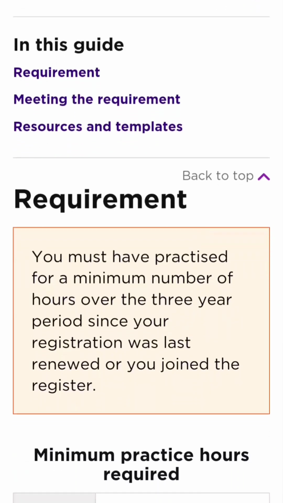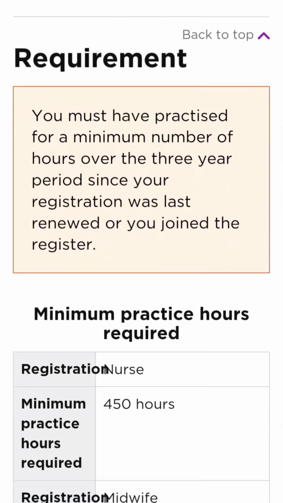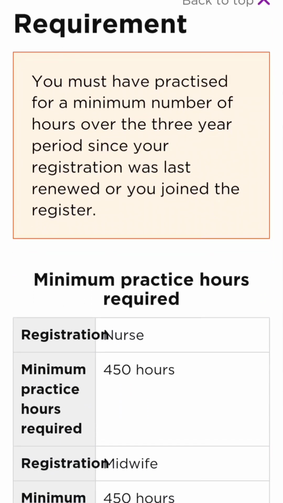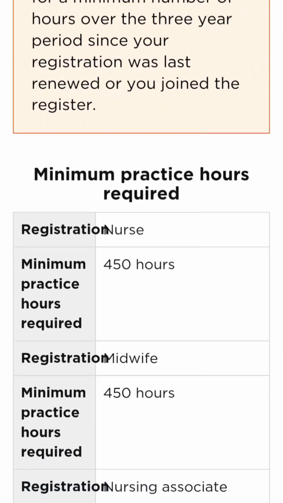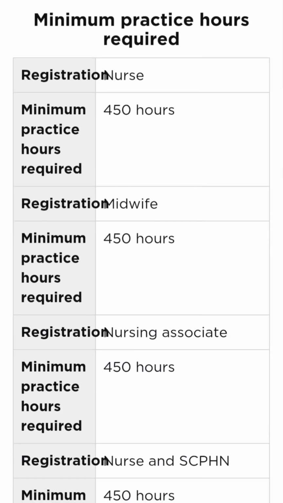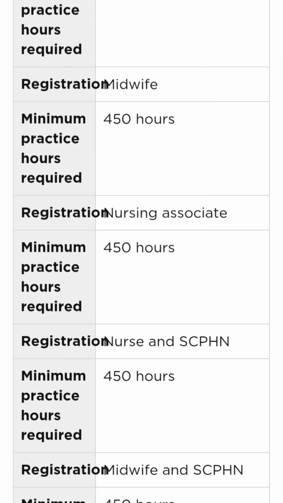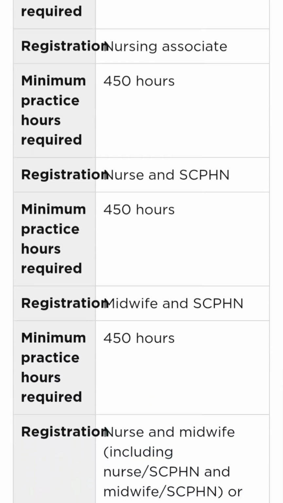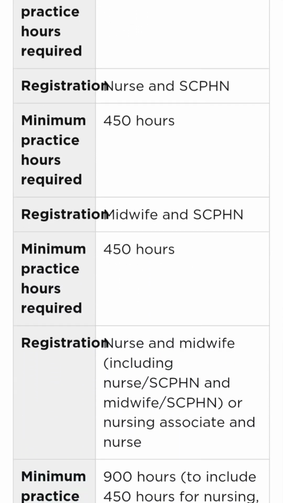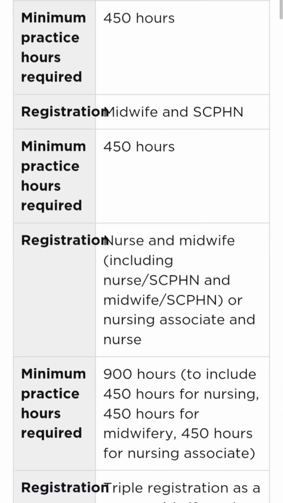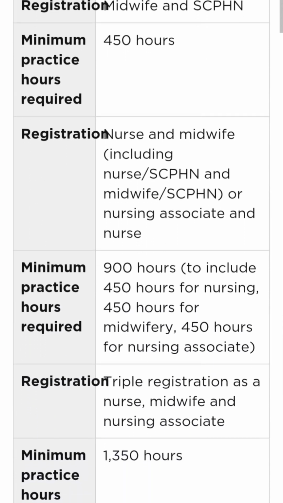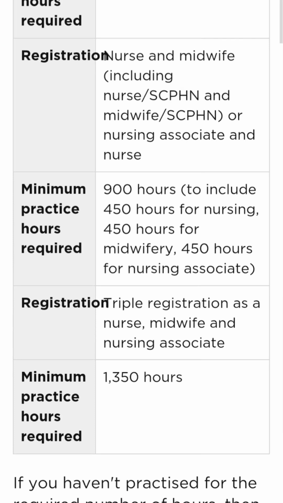So guys, with the requirement for the practice hours, if you're a registered nurse, you need 450 hours. If you're a midwife, you need the same 450 hours. And a nurse associate needs 450. For those with multiple registrations, you combine all your qualifications and multiply by 450. So if you're a nurse and a midwife together, you need 900. If you're a nurse, a midwife, and a nurse associate, you need 1,350.